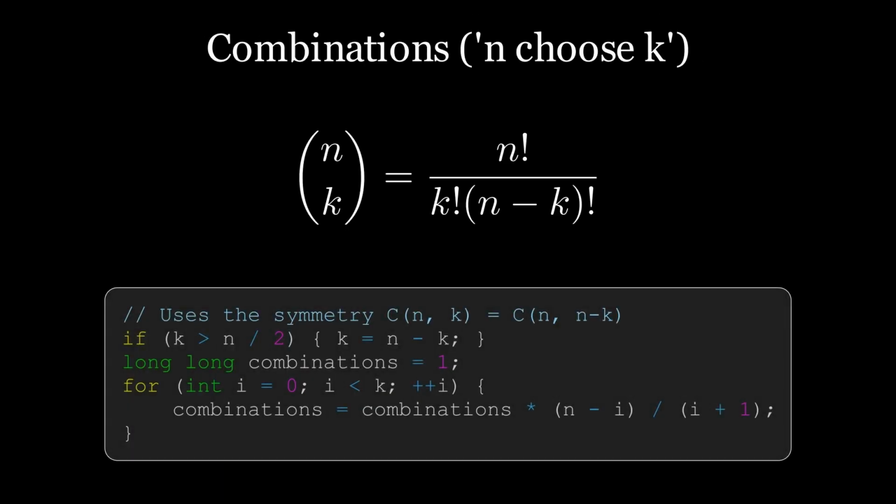Instead of computing factorials directly, we can use an efficient multiplicative formula. This avoids the huge numbers that factorials produce and keeps the calculation practical even for larger inputs. Our C++ code reflects that. We create a function that applies the formula step by step inside a loop, multiplying and dividing as we go. We also use the symmetry rule to minimize the number of iterations. This is a great example of how we can translate mathematical optimizations directly into code.